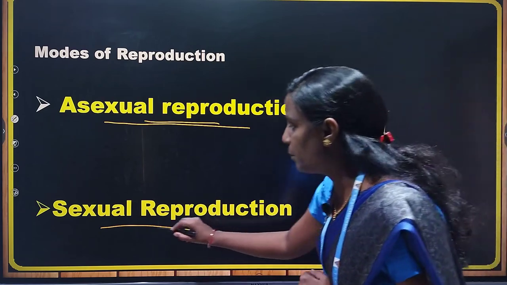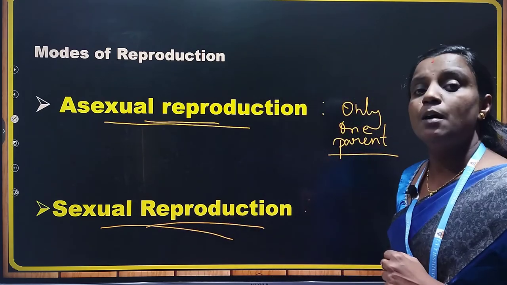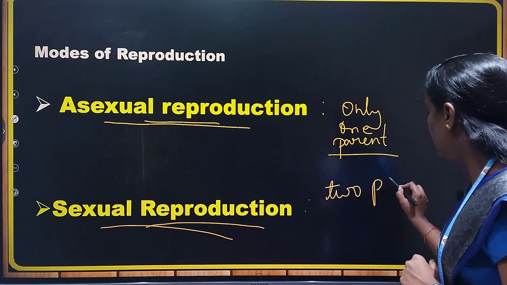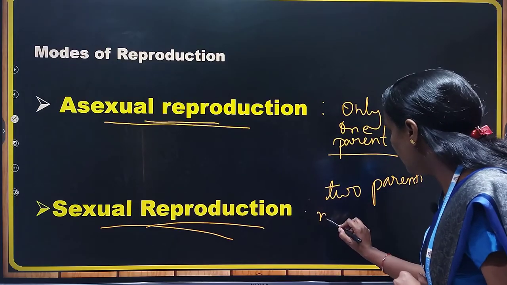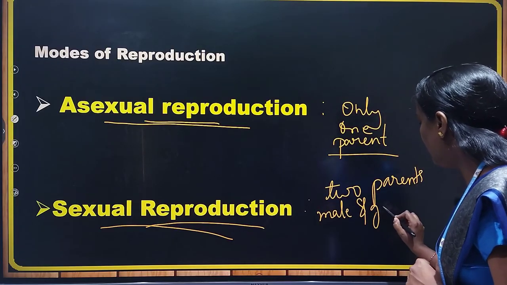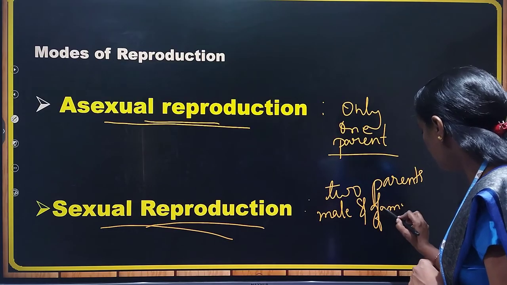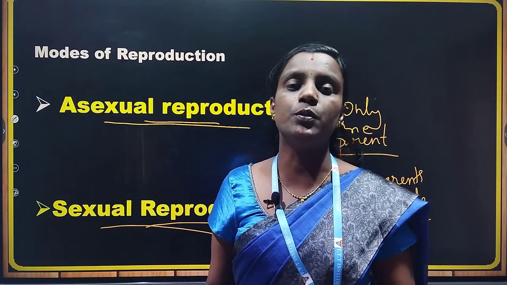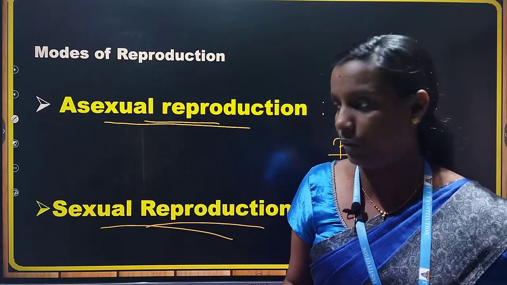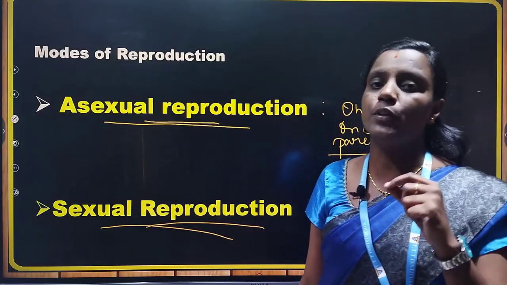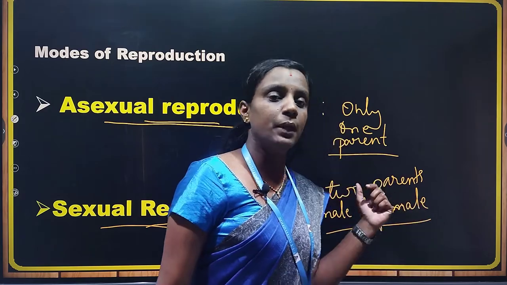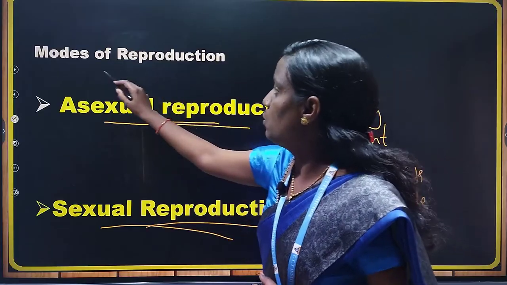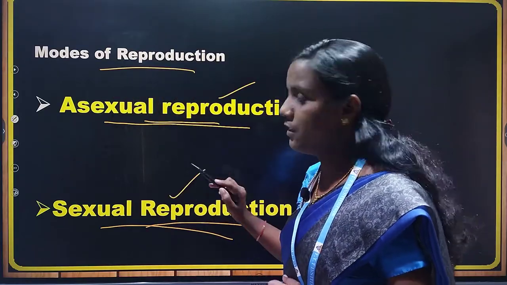Then sexual reproduction. Sexual reproduction is producing of an organism by two parents. Two parents in the sense there is male and female. Okay, male and female gametes are fusing to produce a new offspring by formation of zygote. So sexual reproduction is nothing but producing of an organism by fusion of male and female gametes. Fine children. So two modes of reproduction, one is asexual and the other sexual reproduction.